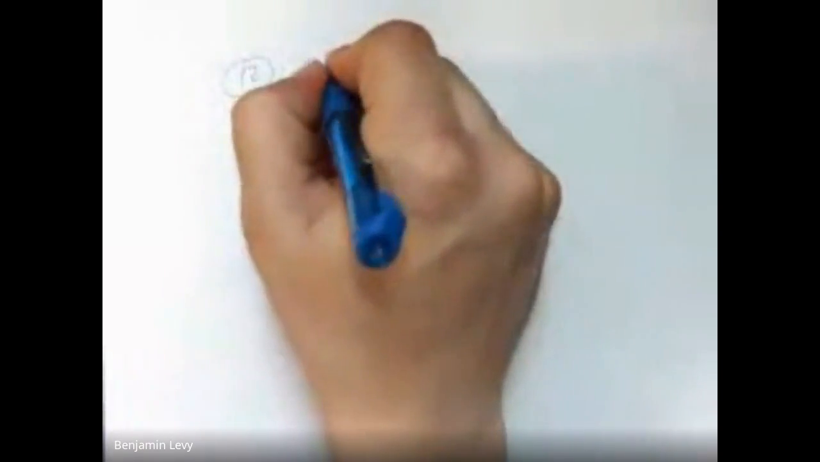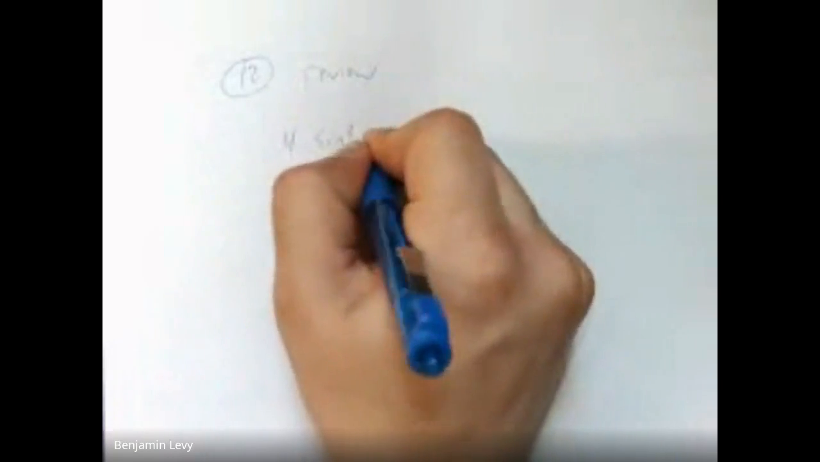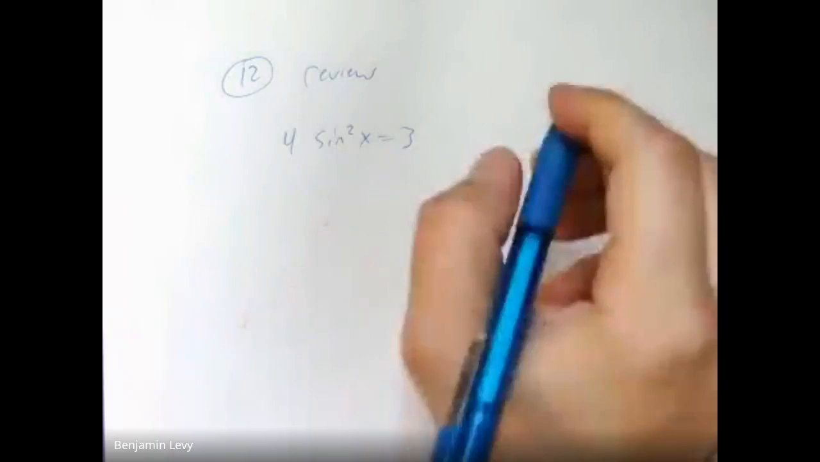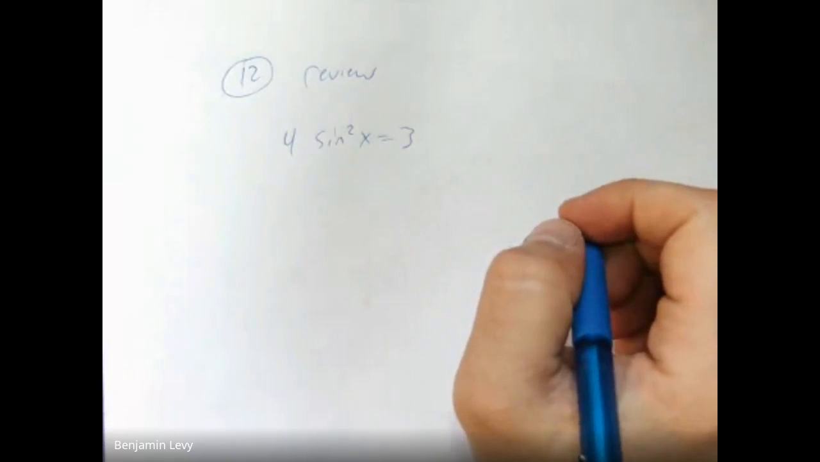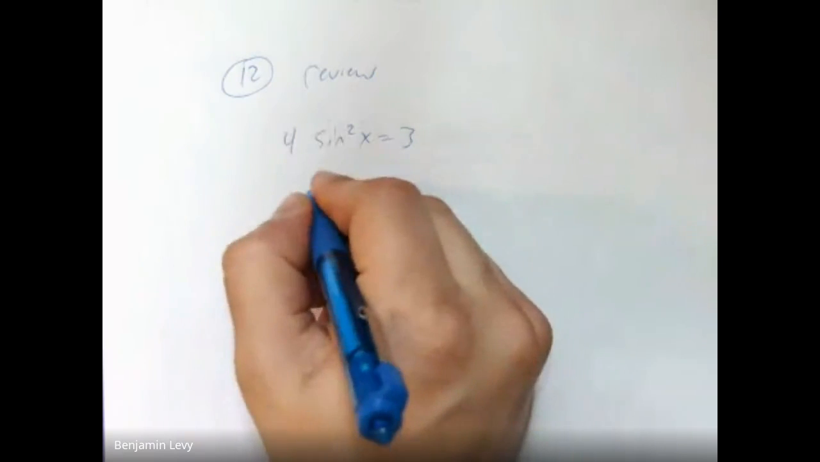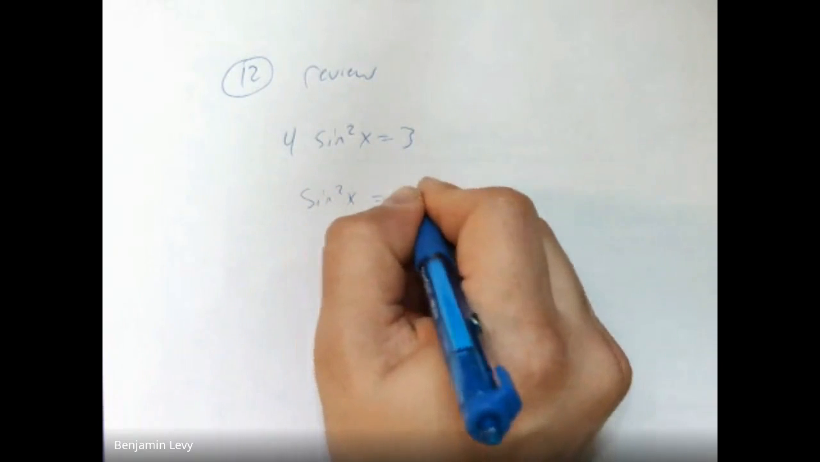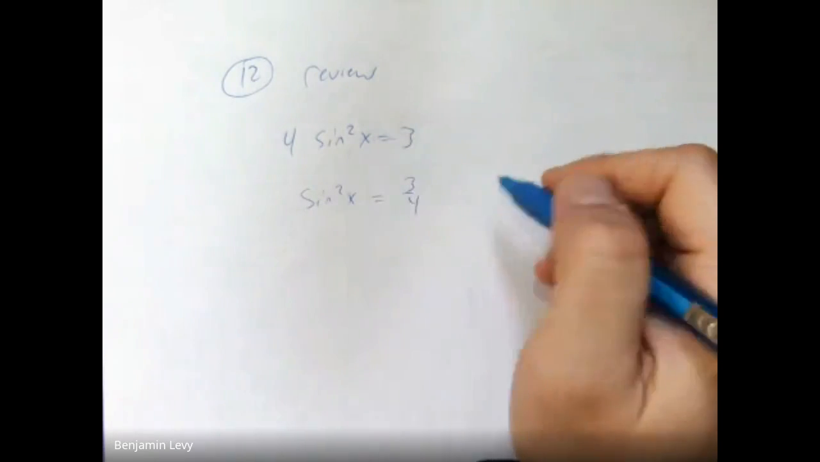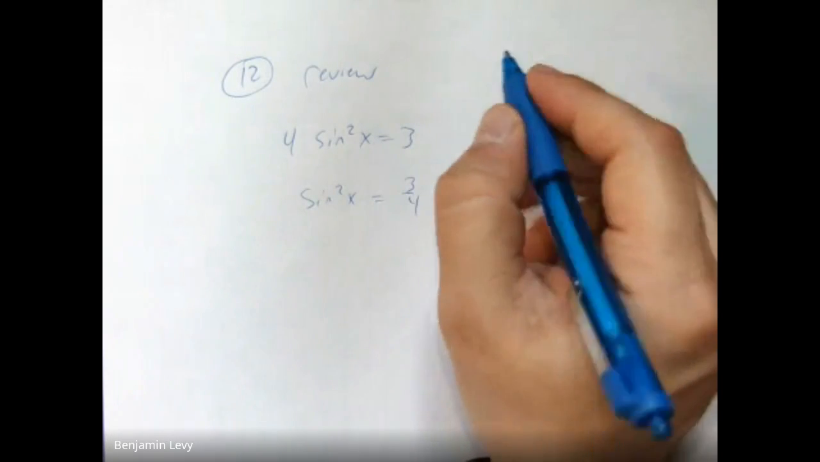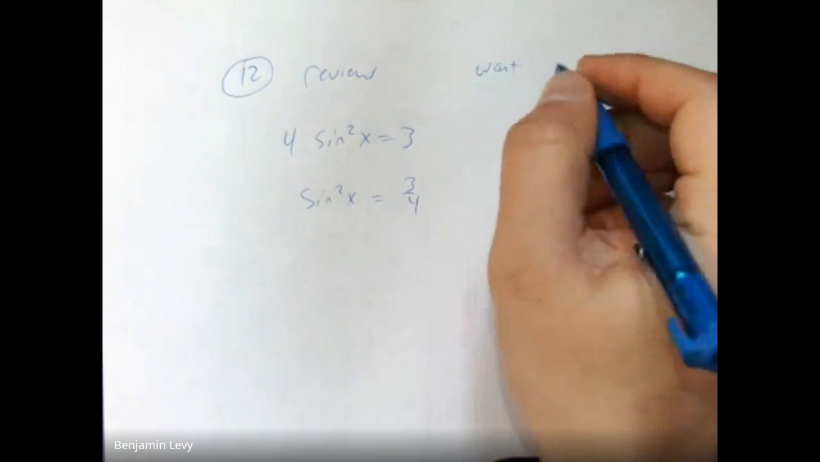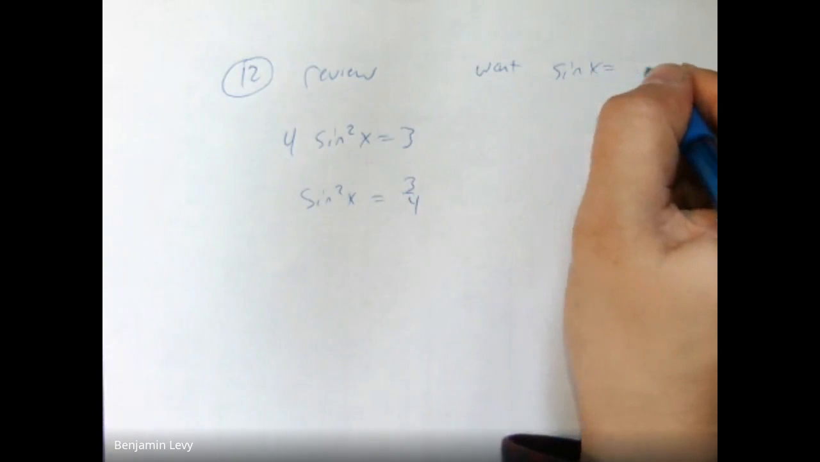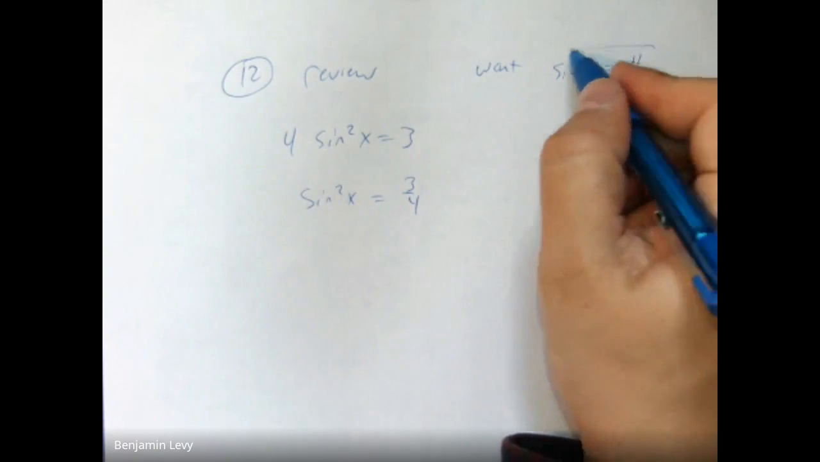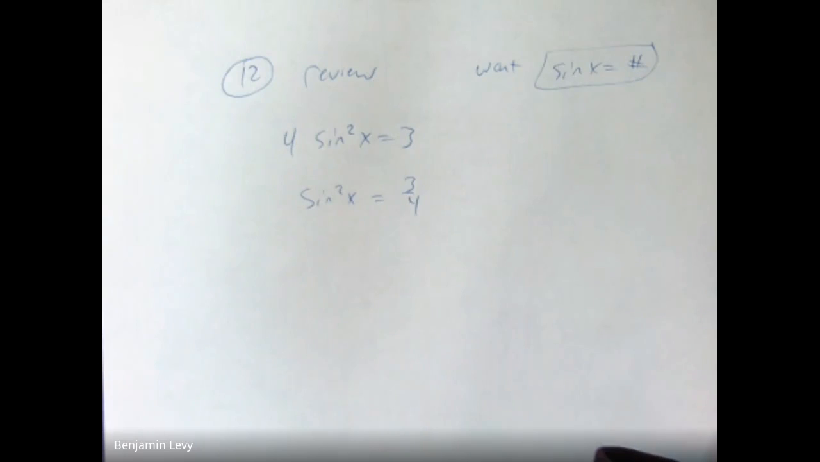So on 12, this is also from review. This is one of the questions. So the way you want to do this is you want to isolate the sine. And so you divide by 4. Right. Anytime you have a sine or cosine problem you're trying to solve, you want something that says sine of x equals some number. So that's what we're trying to get it to. We're trying to get sine by itself.